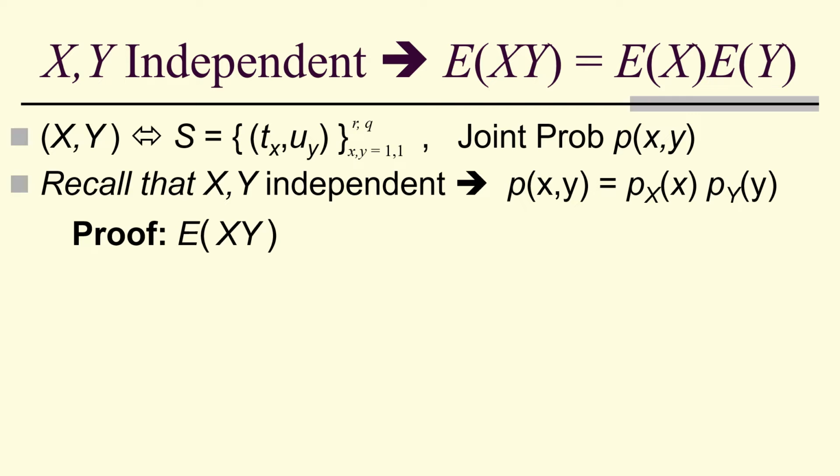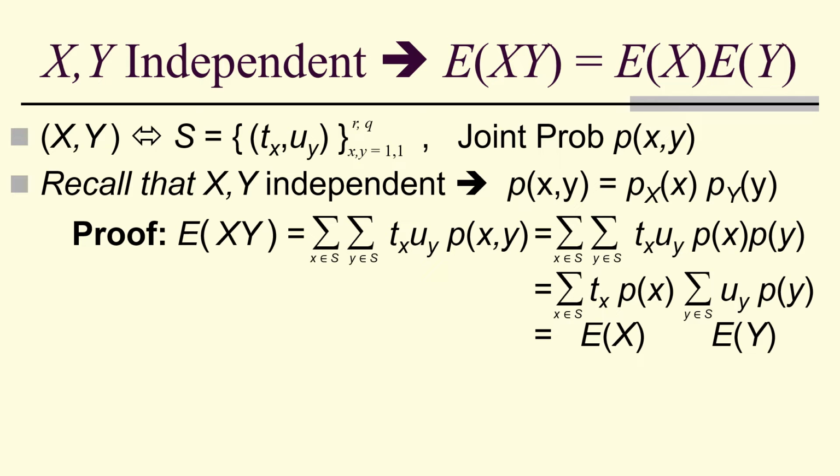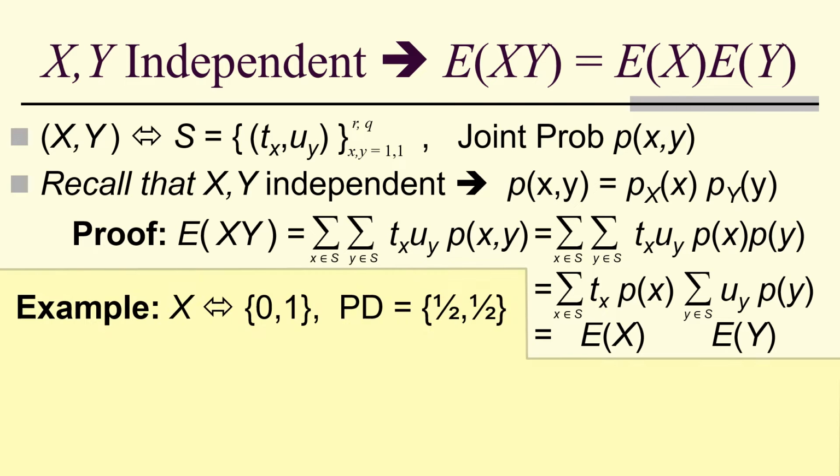So we take the expected value of xy. Well, that's the sum over x and the sum over y of x times y times p of xy. On the other hand, the joint probability is the product of the individual probabilities. And we regroup, and we get the expected value of x times the expected value of y. So this is a useful result.